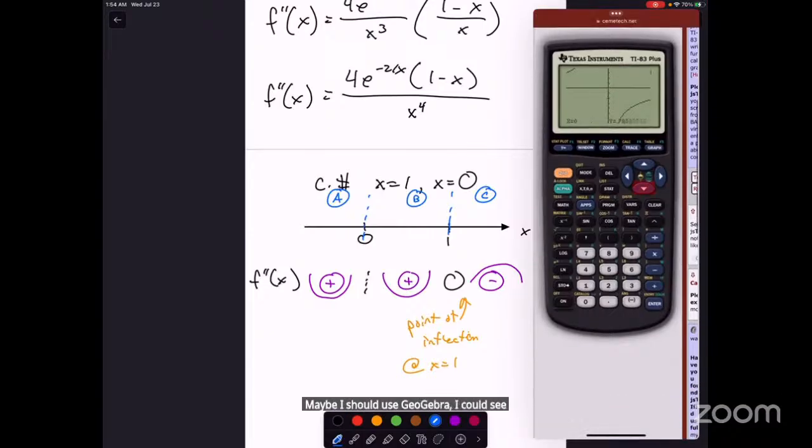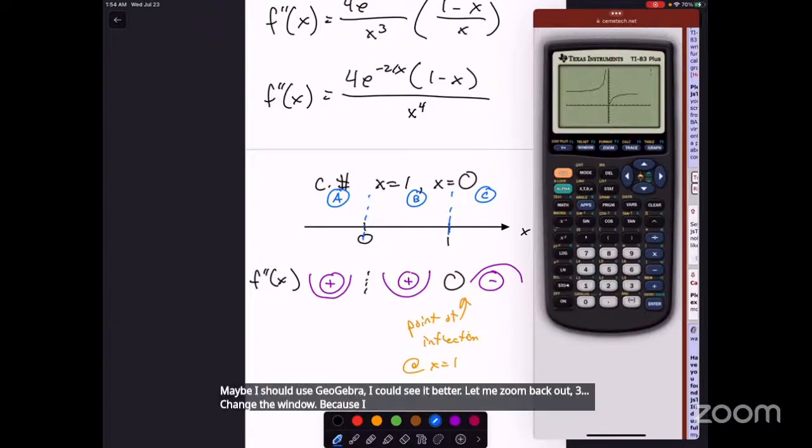Maybe I should use GeoGebra. I can see it better. Let me zoom back out. Need to change the window, because I've got to zoom into the origin just to see what's going on there. So let me see.